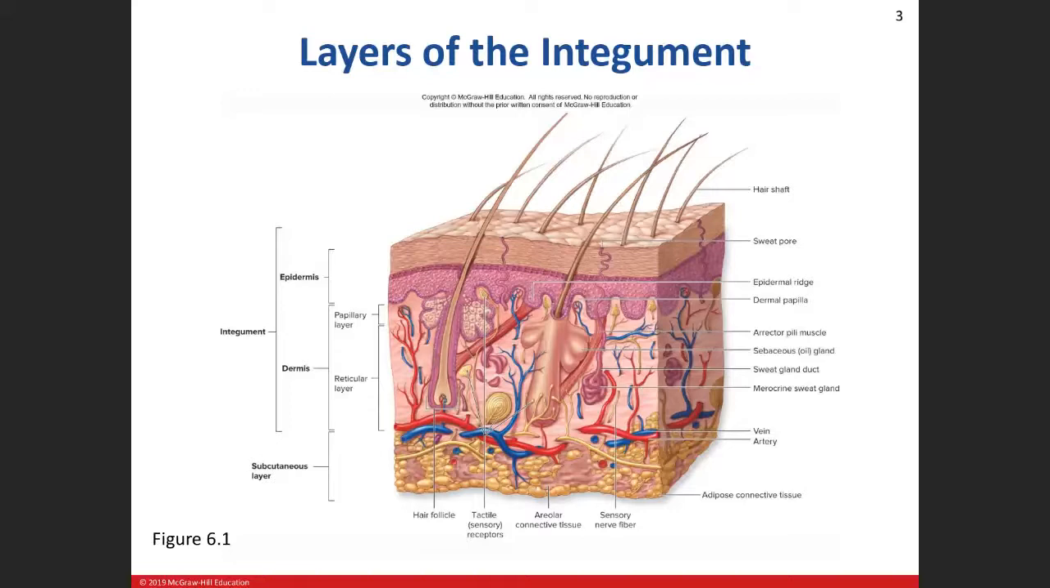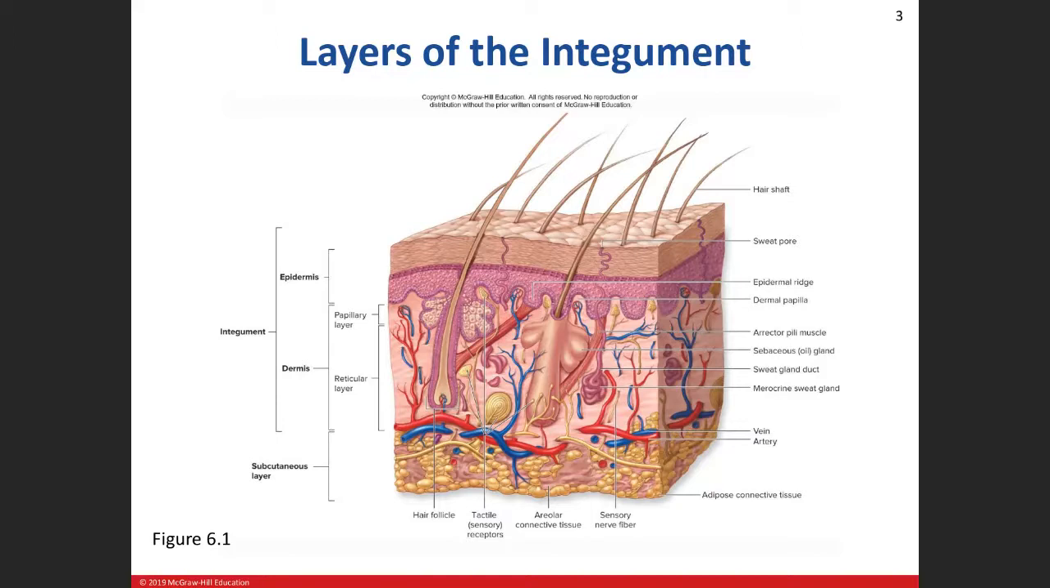There are 4 types of membranes in the body. We already learned the first one. Remember the serous membrane, the 2 layers, the parietal layer and the visceral layer. That's a serous membrane, and that is the membrane that covers most of the body cavities in your body and the organs inside those body cavities. Well, the cutaneous membrane is the second of the 4 membranes in our body.